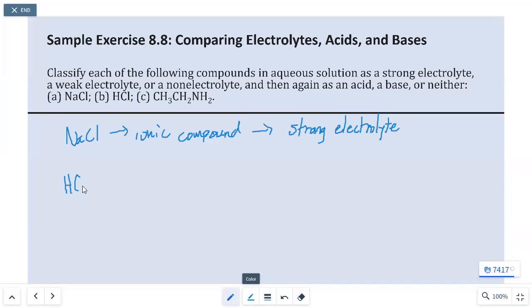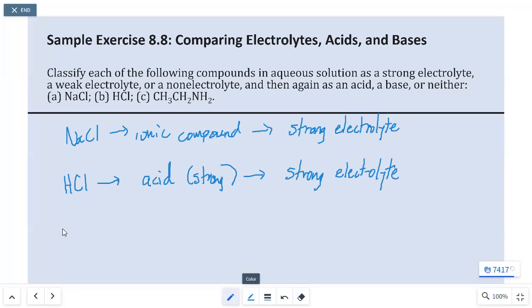For hydrochloric acid, or excuse me, for HCl, we should recognize right away hydrogen ion here, this is an acid. Now we have to go into, is it a strong acid or a weak? Hydrochloric acid is one of the 6 strong acids, so we know it is a strong acid, and therefore it would be a strong electrolyte.